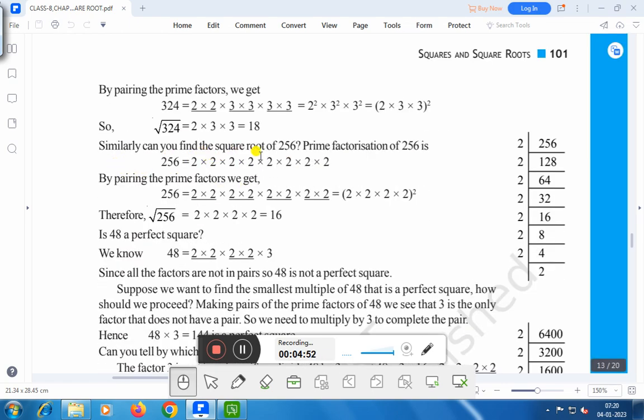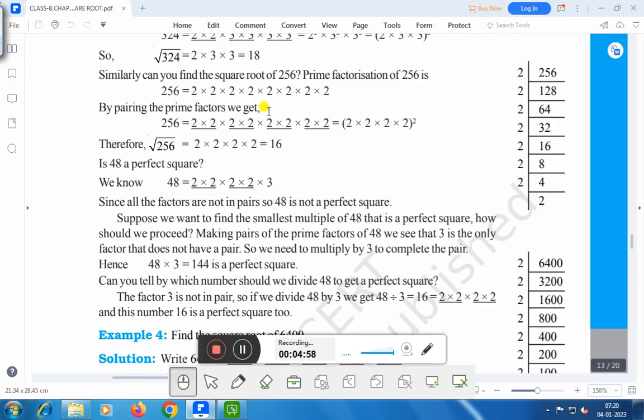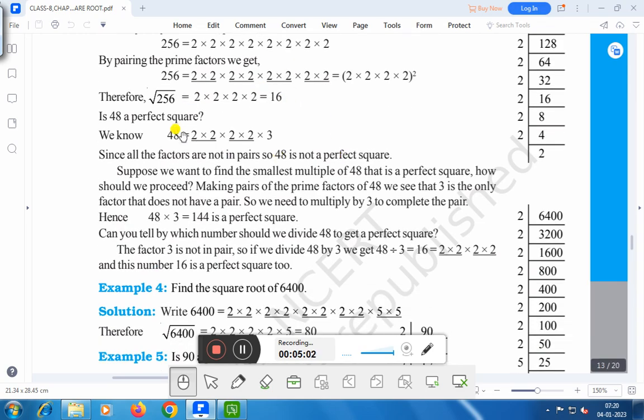Similarly, we can find the square root of 256. The prime factorization of 256 is this one. By using prime factors, we get 2 into 2 into 2 into 2, that is 16.